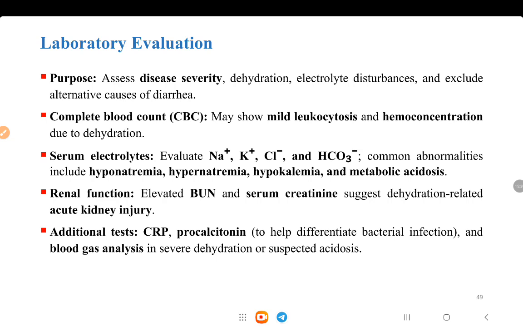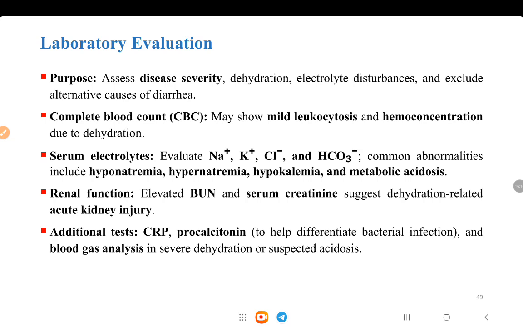Complete blood count may show leukocytosis and hemoconcentration due to dehydration. In serum electrolytes, we find changes in sodium, potassium, and bicarbonate, with common abnormalities including hypernatremia, hyponatremia, hypokalemia, and metabolic acidosis. We also do renal function tests, where we find increased urea and creatinine, and a raised serum creatinine indicates dehydration-related acute kidney injury.